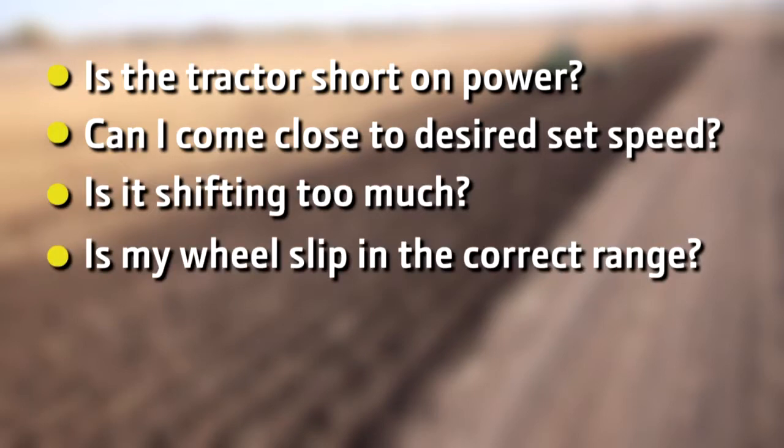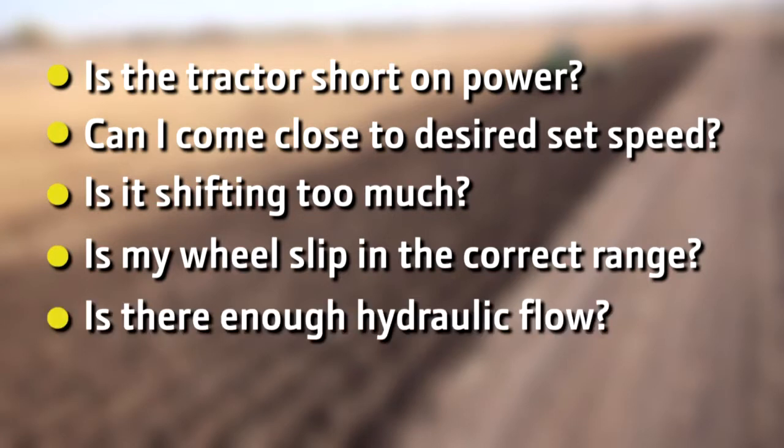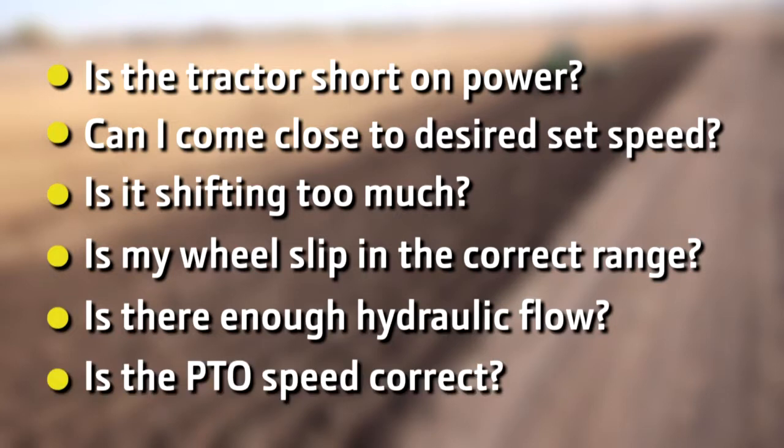Is my wheel slip in the desired 8 to 12% range? Is the implement showing signs of not enough hydraulic flow? Is the PTO speed correct? Asking these types of questions will help you gauge if the tractor is performing how you expect, and if it is not, they will help provide clues for adjustment.